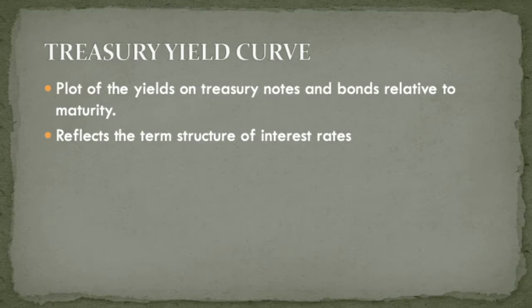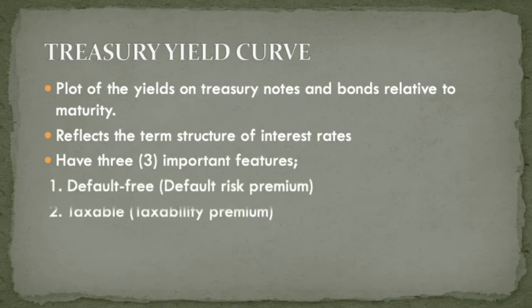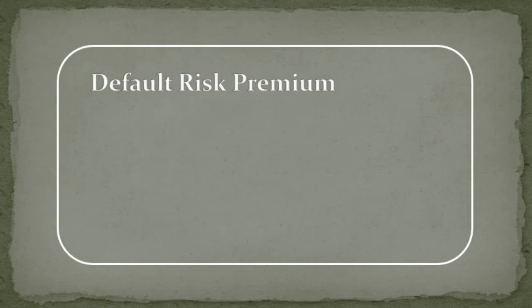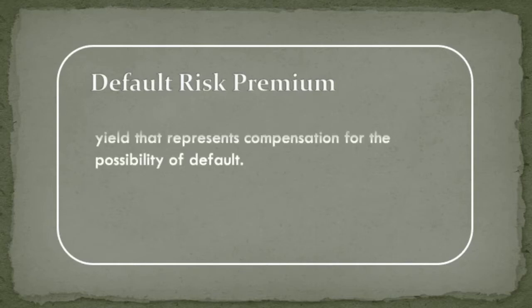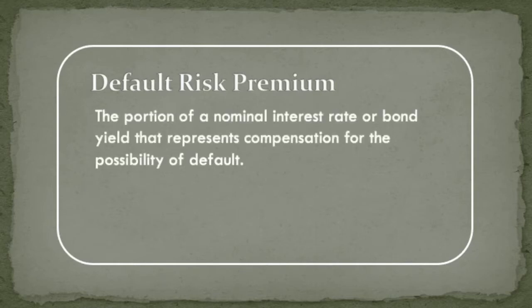Treasury notes and bonds have three important features. They are default-free, taxable, and highly liquid. There are also additional factors that need to be ascertained when looking at bonds issued by corporations or municipalities. The first thing is the credit risk, that is the possibility of default. Investors demand higher yields as compensation for this risk, and this extra compensation is called the default risk premium. Remember that low-rated bonds have higher yields.